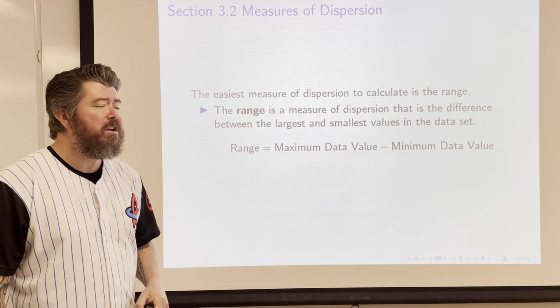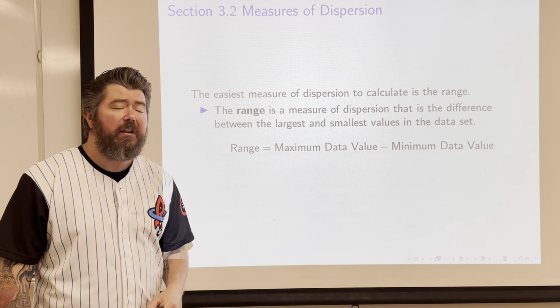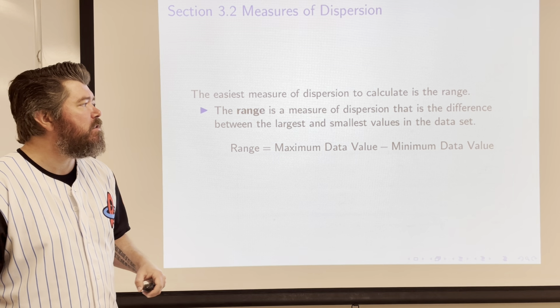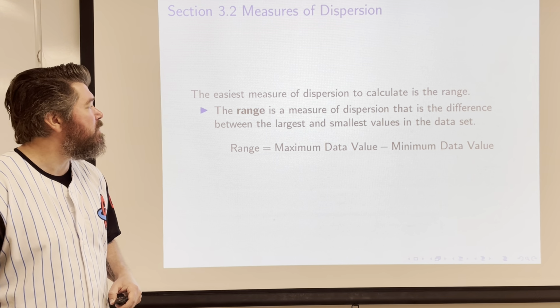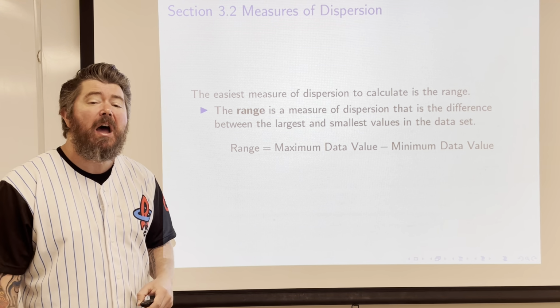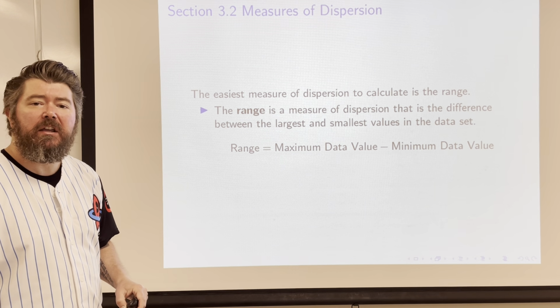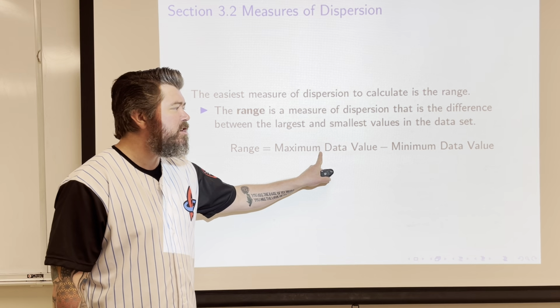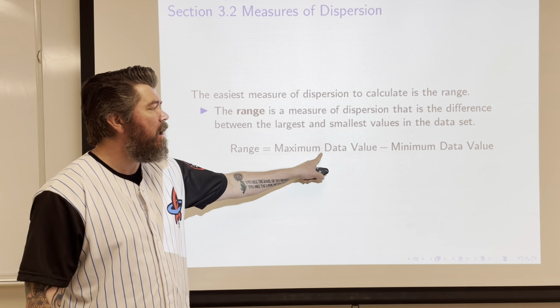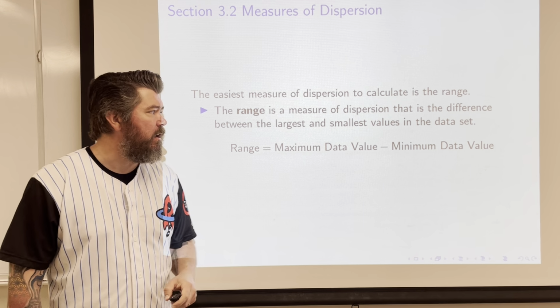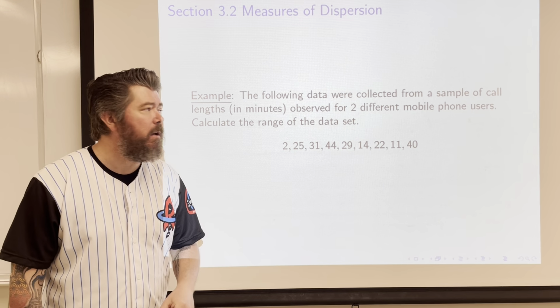The easiest measure of dispersion to calculate is what we call the range. The range is a measure of dispersion that is the difference between the largest and smallest values in the data set. So the range is a very easy formula. We take the largest value given in the data set and we subtract the smallest value given in the data set. Let's look at an example.